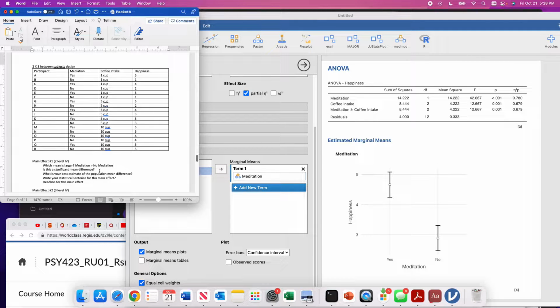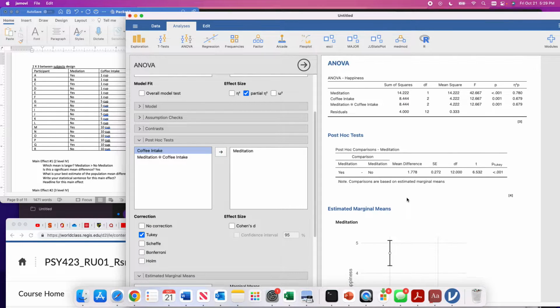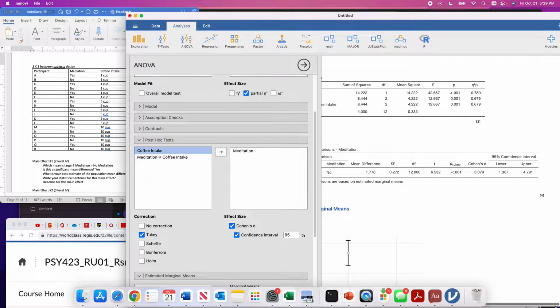We can see that. Is this a significant difference? Yes, it is. What is your best estimate of the population mean difference? Well, we actually don't have that yet because we have to run the post hoc test. Now, we don't have to because there's only 2 conditions. But why am I making you do it? Because of the 95% confidence interval, okay? And the effect size.